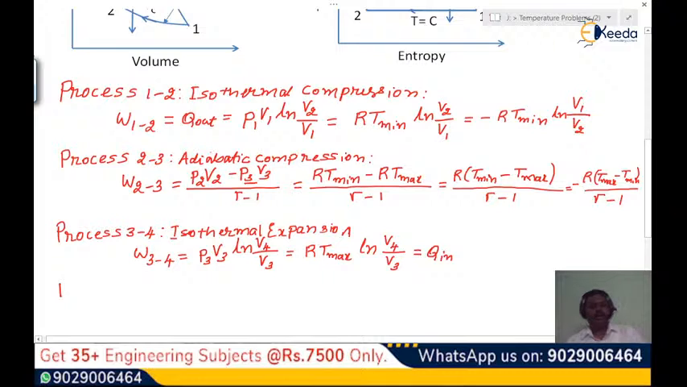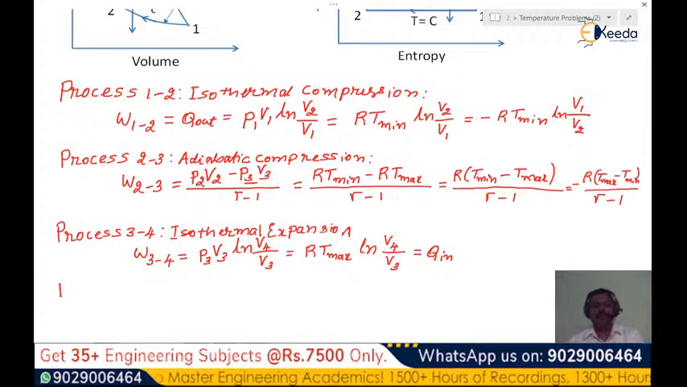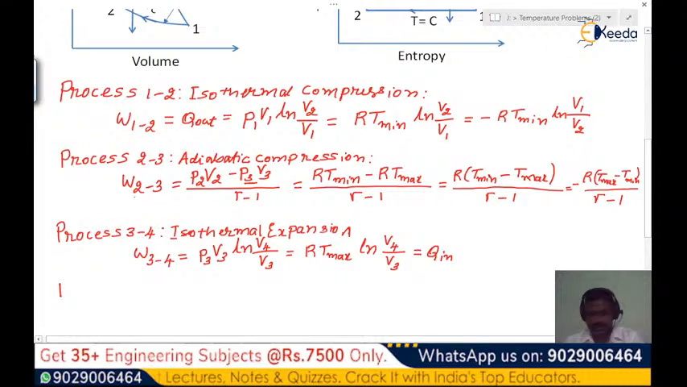Okay, dear students, if you have any questions, please post them so that I will answer those questions. So this is isothermal expansion. During that, heat will be added to the gas. So the heat addition during that process is W3 to 4, that is equal to P3 V3 into ln V4 by V3, that is equal to R into T max into ln V4 by V3, that is actually equal to Q1. Then the next process is process 4 to 1.